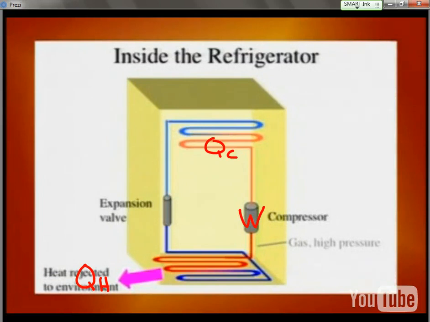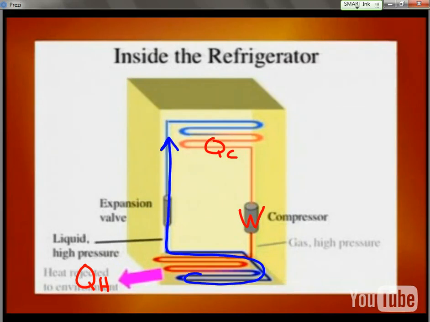It's rejected this heat to the surrounding environment. Then it moves through the expansion valve, and the high-pressure liquid going through this valve, which is basically just a tiny hole, a tiny little orifice where the gas is forced to go through, and as it goes through, it expands and cools and becomes a low-pressure liquid.